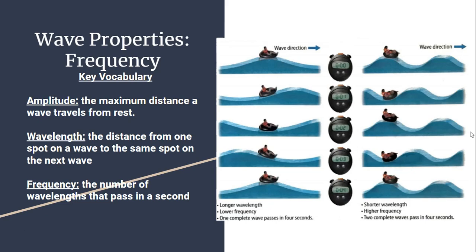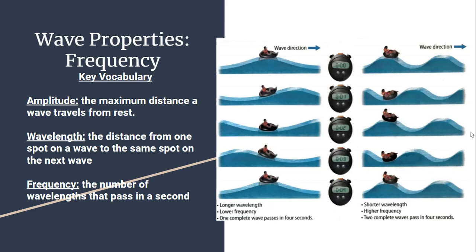On the right, you can see the individual in the inner tube starting on the top of a wave. After 1 second, they're at the trough. 2 seconds, they're back up on top of a crest. 3 seconds, they're back down in a trough. And 4 seconds, they're back up at the top.